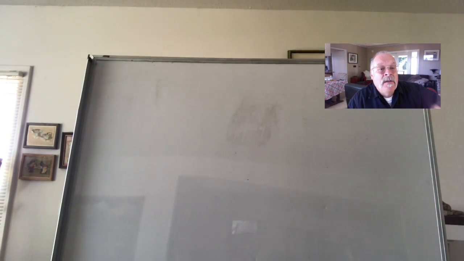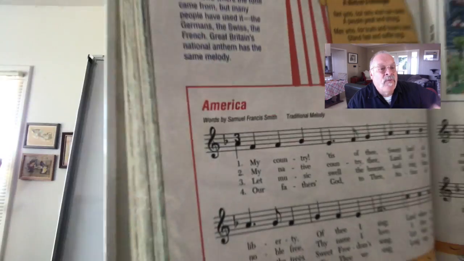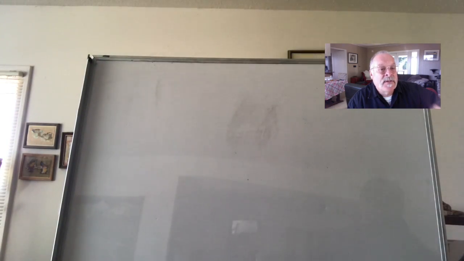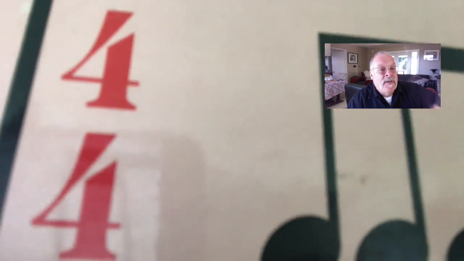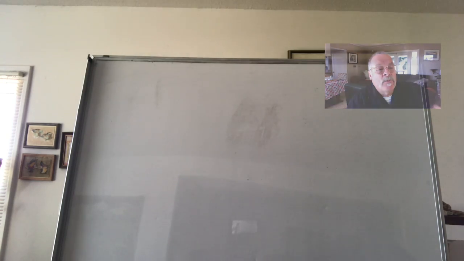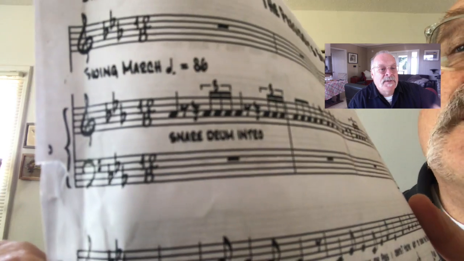Hey, look! Here's a song from our music book. They have a quarter note instead of a 4, but it's still 3/4 time signature. Here's one of our cards with a 4/4 time signature. The notes in every measure add up to 4 beats. Here's the President's Song. It's in 12/8 time signature.